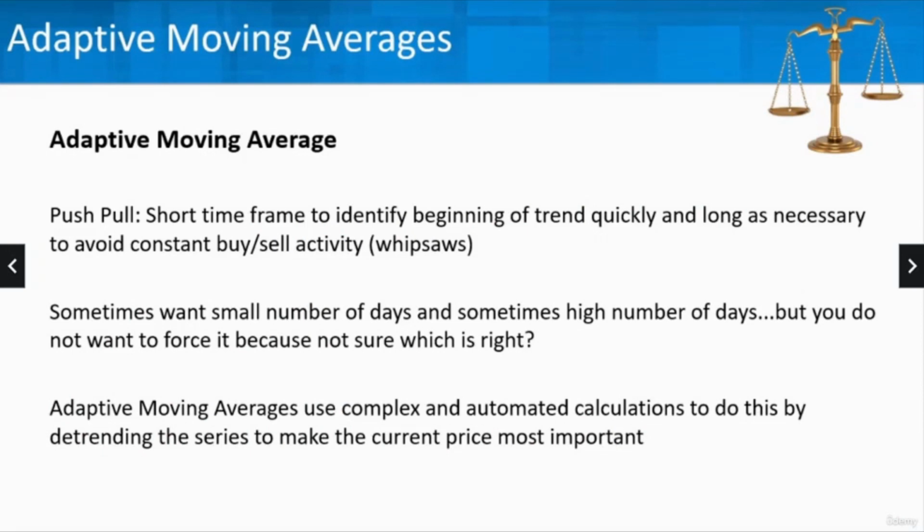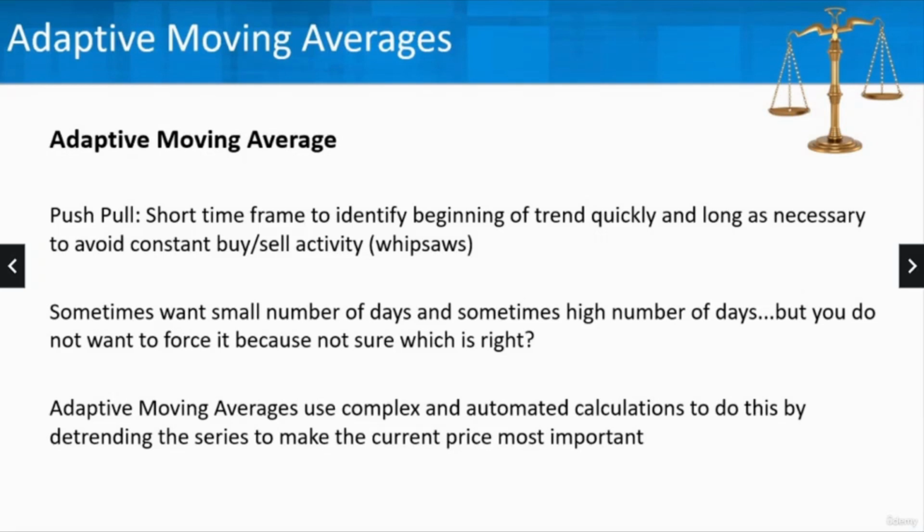That's where these adaptive moving averages came in. Because with any of the other ones we talk about, you can still have those frequent trading whipsaws. So sometimes you might want to adapt it to a smaller number of days, and then sometimes to a higher number of days, but you can kind of play around with it. But you don't want to force it, because you're not sure which is right as far as the right days.